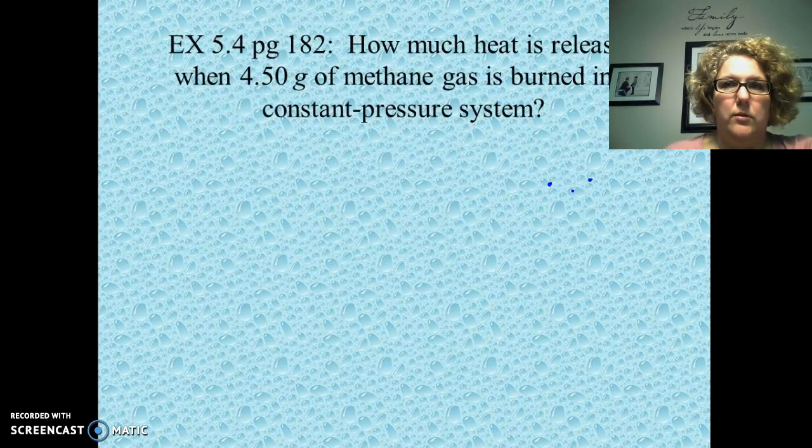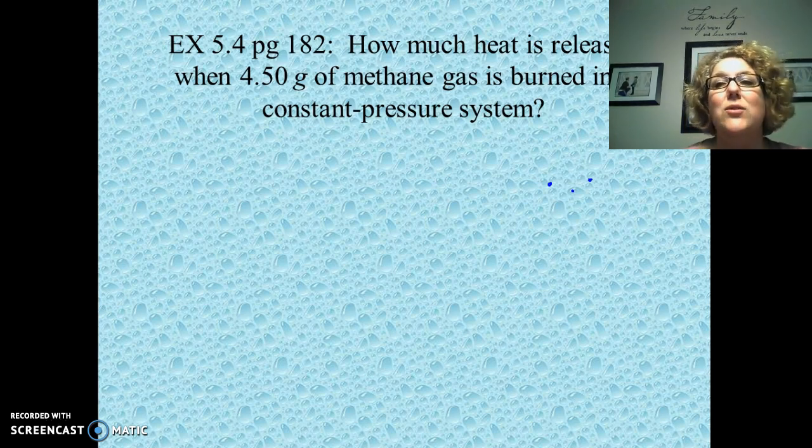All right, so here's an example from the book. How much heat is released when 4.5 grams of methane is burned in a constant pressure system? Get used to seeing that constant pressure thing. It doesn't mean you have to do anything extra. In fact, it simplifies things. It's saying because it's a constant pressure system, no work was done. So all of our enthalpy is coming just from heat, just from Q.